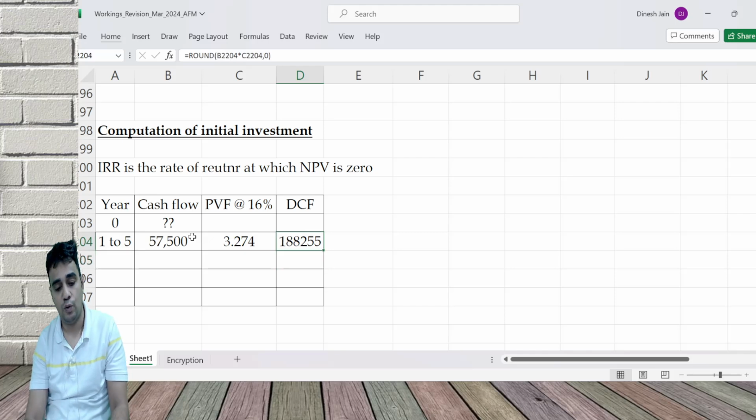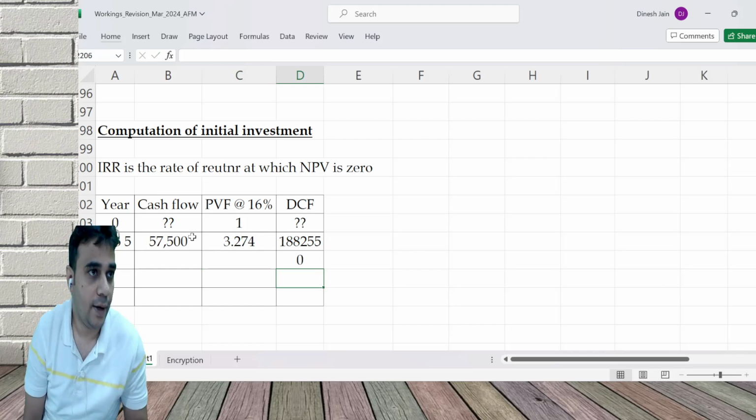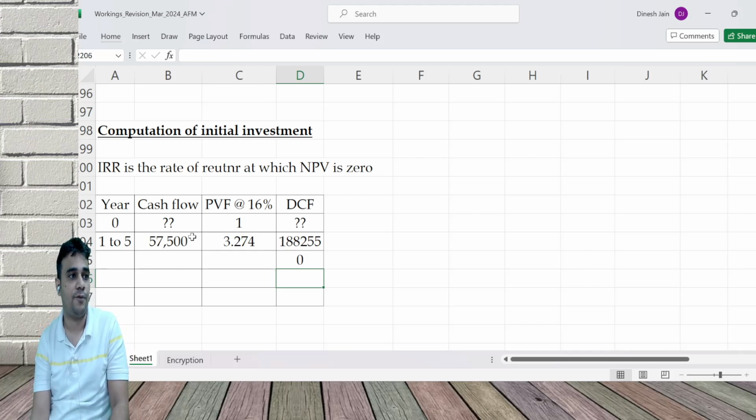188,255 question mark. This is 1. Total is 0. Why is the total 0? Because IRR is the rate of return at which NPV of the project is 0. What is the question mark?